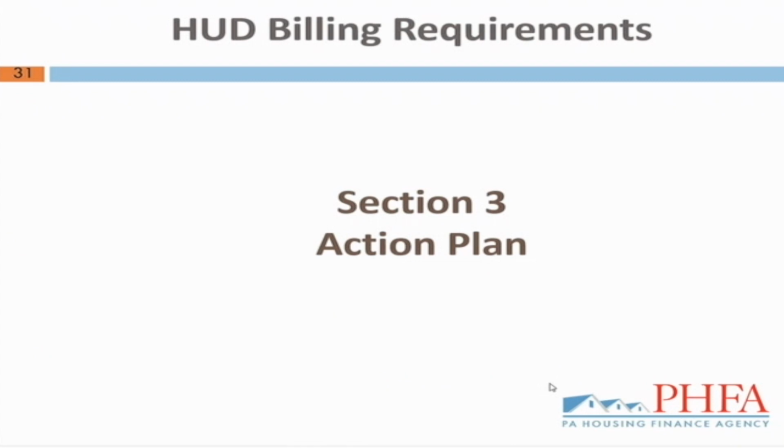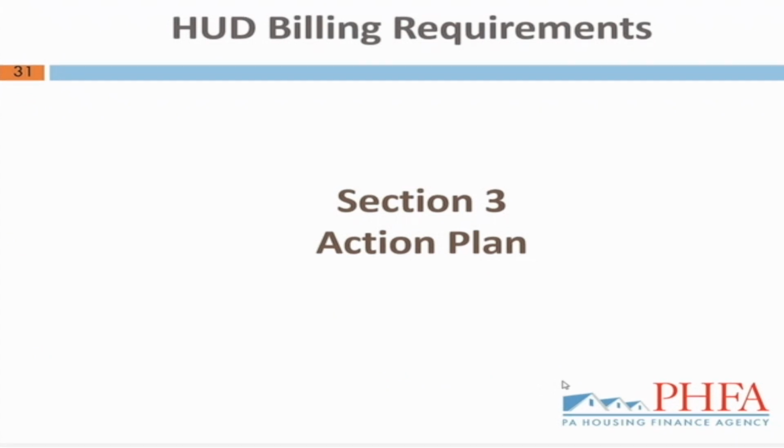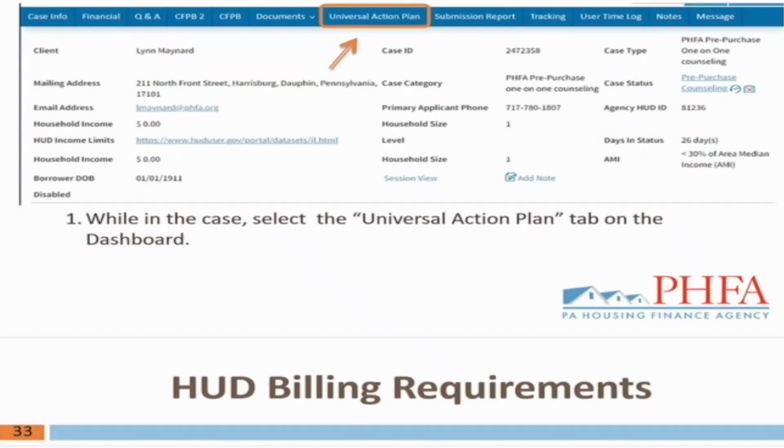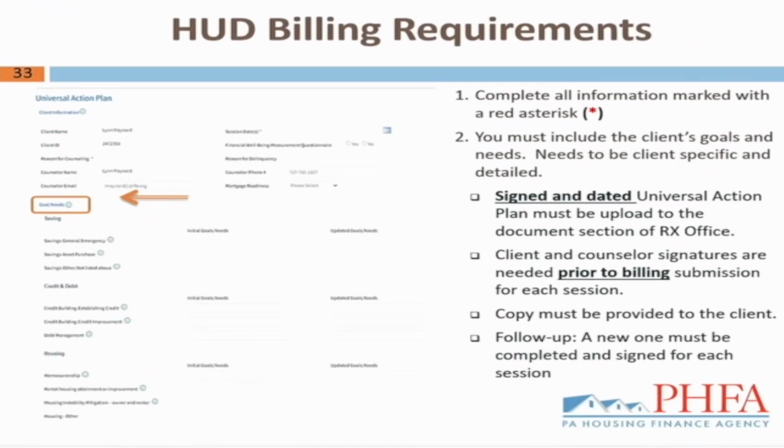Then the action plan, section 3. While in the case, select the Universal Action Plan tab on the dashboard, shown above. Complete all information marked with a red asterisk. You must include the client's goals and needs. It needs to be client-specific and detailed.